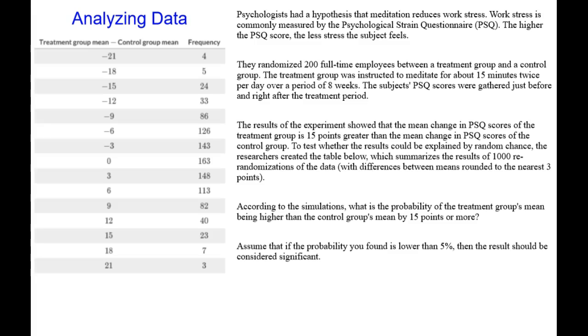The results of the experiment showed that the mean change in PSQ scores of the treatment group is 15 points greater than the mean change in PSQ scores of the control group. To test whether the results could be explained by random chance, the researchers created the table to the left, which summarizes the results of 1,000 re-randomizations of the data, with differences between means rounded to the nearest 3 points. According to the simulations, what is the probability of the treatment group's mean being higher than the control group's mean by 15 points or more? Assume that if the probability you found is lower than 5%, then the result should be considered significant.